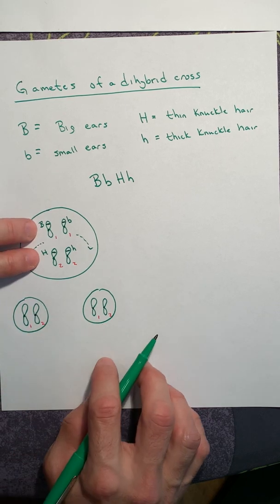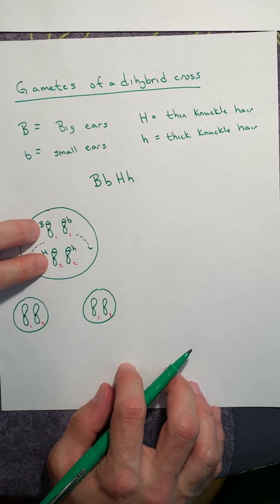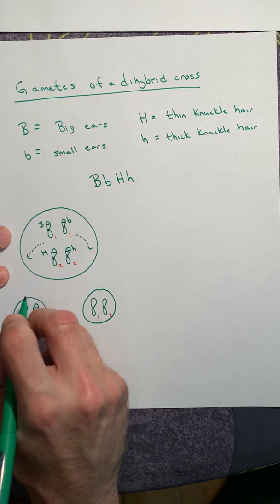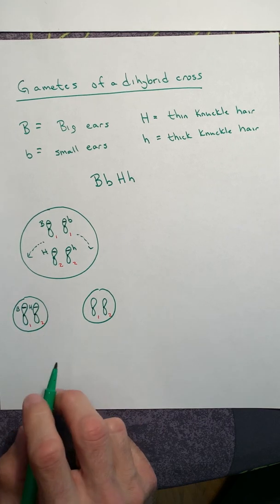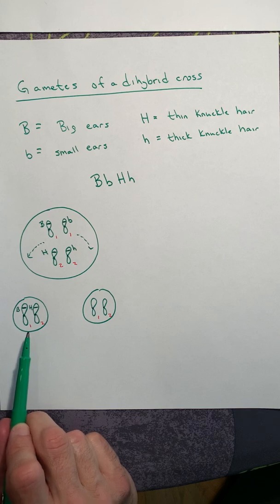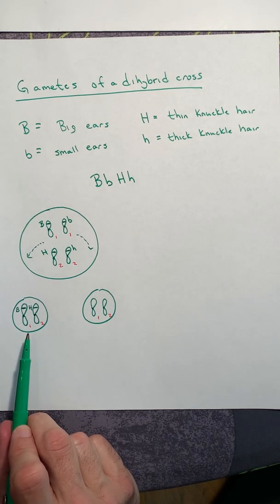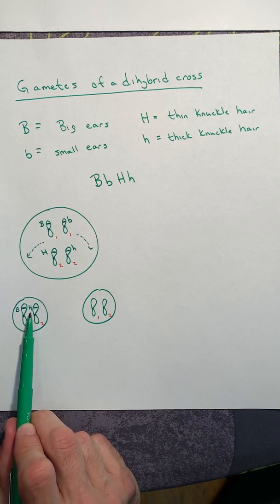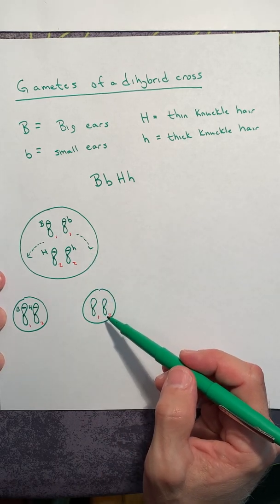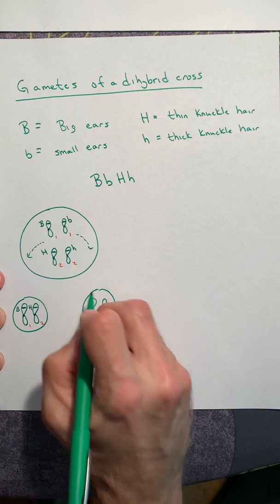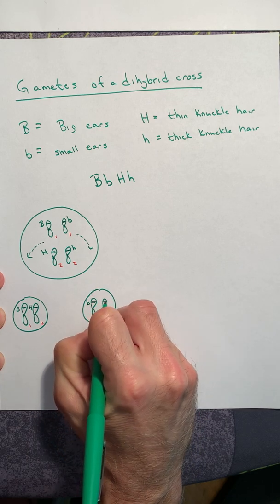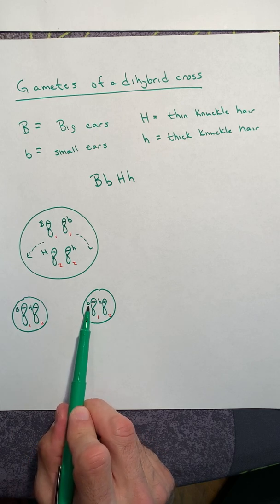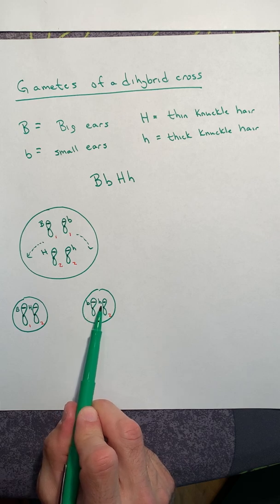Since these 2 chromosomes are on the left-hand side, when these 2 get pulled to the left, I would pull big B and big H to one side. So here's big B and big H. If this gamete was used in fertilization, what Emily would receive is the allele for big ears but thin knuckle hair. It's just as possible that this gamete could be used in fertilization. These alleles are pulled to the side, and you get little b and little h. And so what Emily would receive here is the allele for small ears, and thick knuckle hair.